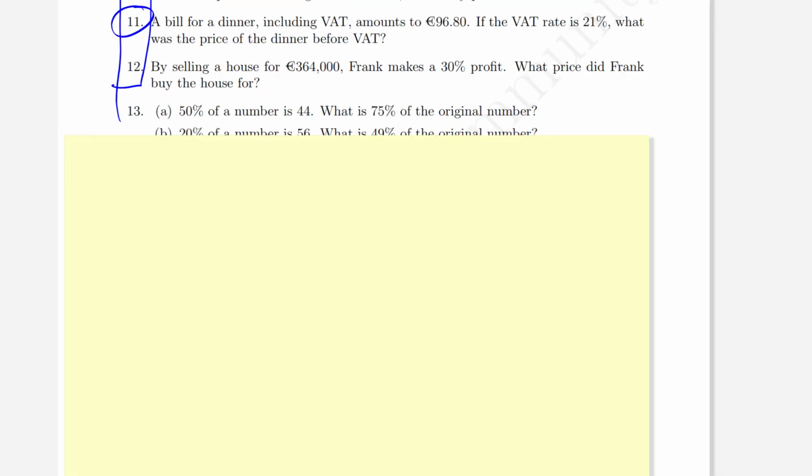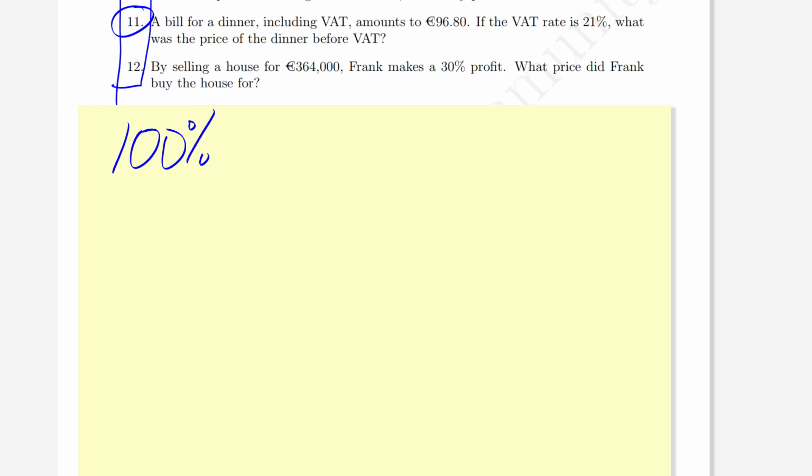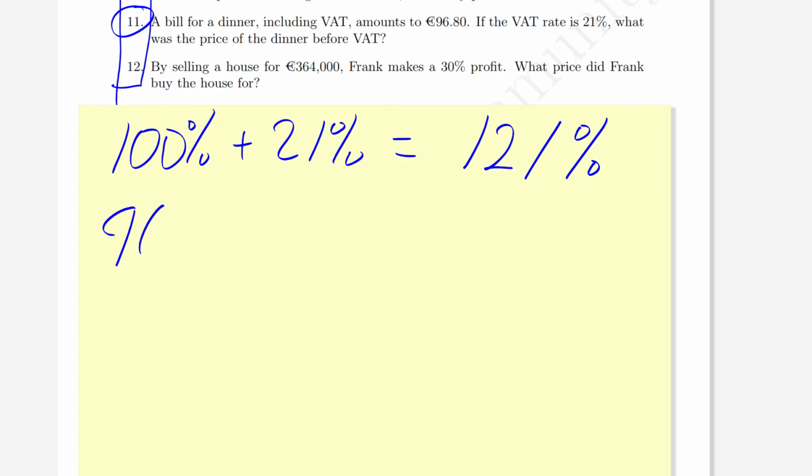Right, so this question 11 here. A bill for dinner, including VAT, amounts to 96.80. If the VAT rate is 21%, what was the price of dinner before VAT? So what you need to understand here is that you had 100% of the dinner, the bill, then we added on 21% VAT onto that. So the bill is actually representing 121%. So we need to understand that the 96 euros and 80 cents, the price of the bill including the VAT, represents 121%.